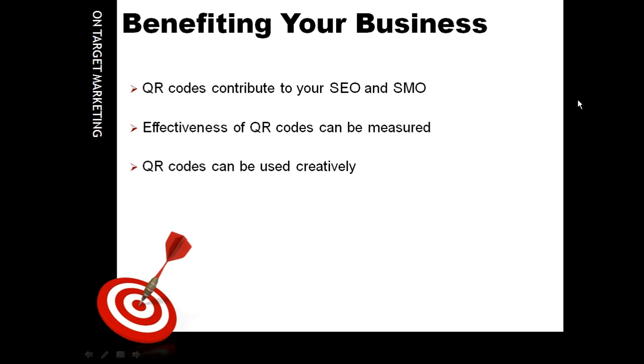Because SEO and SMO are very veiled. So until now, with offline media like print or billboards, you're not able to measure the effectiveness as precisely as you can with a QR code. The QR code can measure your results based on click-throughs and leads. And finally, QR codes can be used creatively and be made to look good, and you can incorporate them into your graphic design and layout of your ads.